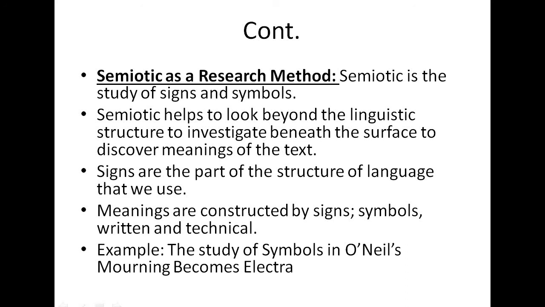An example of semiotic as a research method is the study of symbols. We have taken an example of drama here: the study of symbols in O'Neill's Mourning Becomes Electra. This play is very significant as far as the study of symbols is concerned. And there are so many symbols that are used by O'Neill in this drama. So we can study those symbols, and this would be semiotic. We will be using semiotic as a research method in such kind of study.